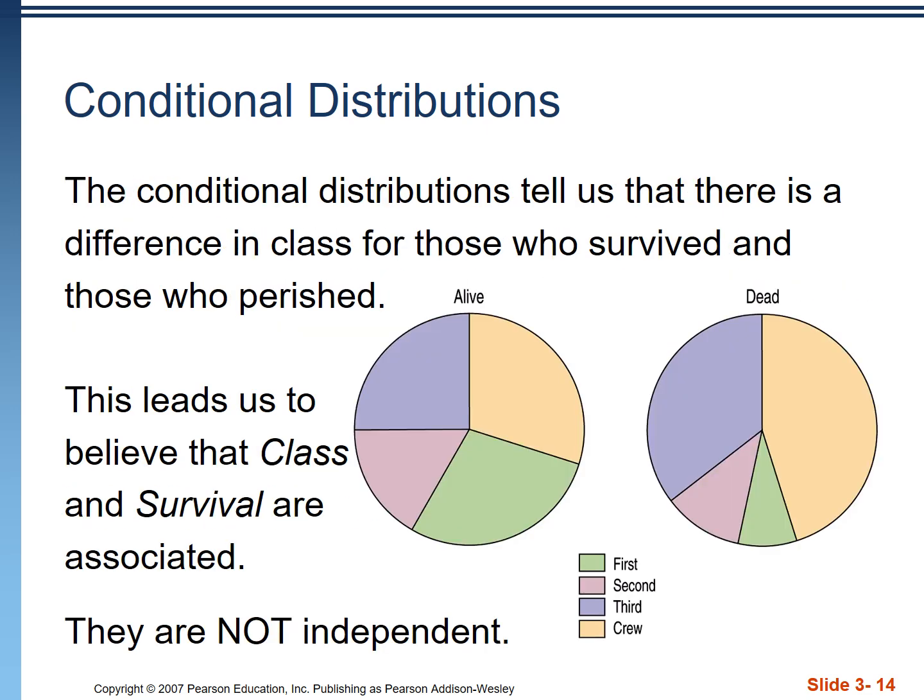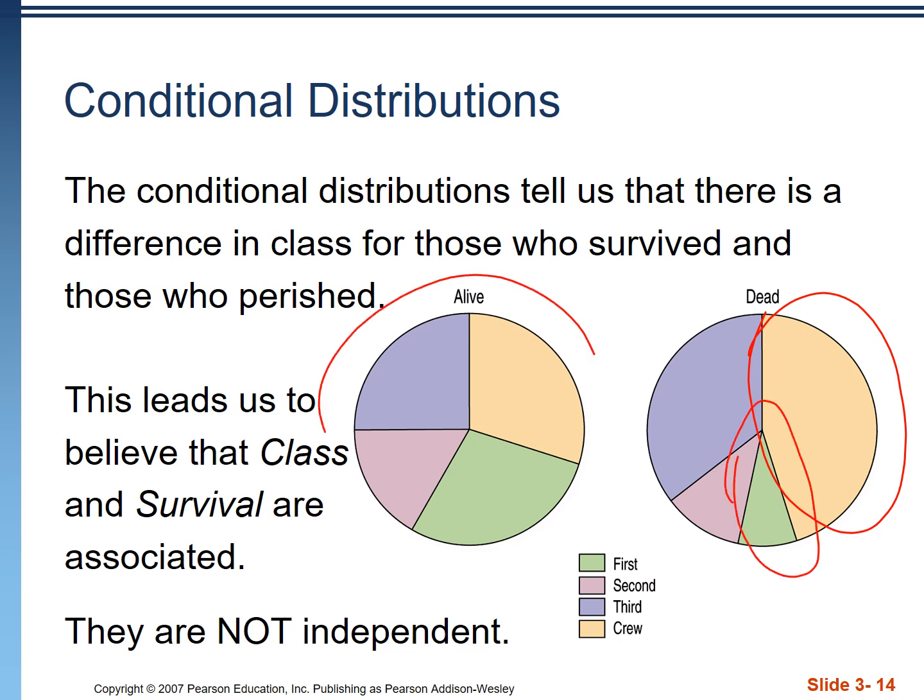All the displays we learned about, as well as their rules, can be applied to conditional distributions as well as the full data sets. Here we see them made for both the survivors and the dead for the Titanic passengers. And here we can see the differences in those two distributions and how much larger of a share the dead make up from the crew members compared to the first class passengers, which we don't see at all in that alive distribution.